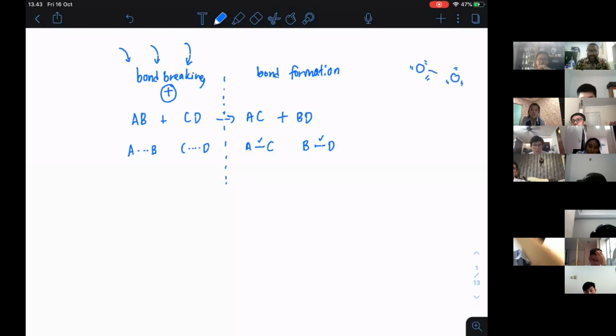So where does the energy go? The energy goes to the environment as heat. The kinetic energy will be changed into heat. So bond formation is always negative. Please take note, it's always negative.